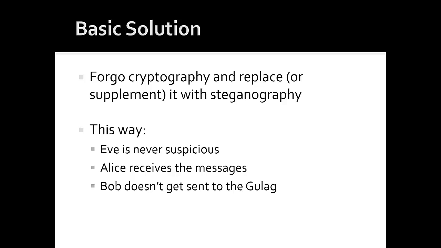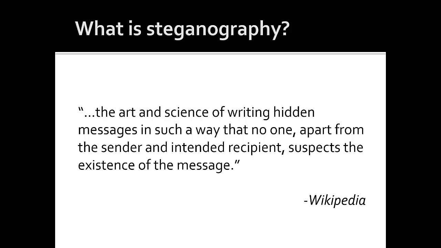So we opt for something less conspicuous than encryption. Instead, we use steganography with an encrypted message. This way, Eve doesn't flag the transmission for being suspicious, Alice can easily extract and decrypt the secret message, and Bob stays out of the labor camps. To paraphrase what Wikipedia has to offer, steganography is the practice of hiding a message in a manner that doesn't arouse any outsider suspicion of its existence.